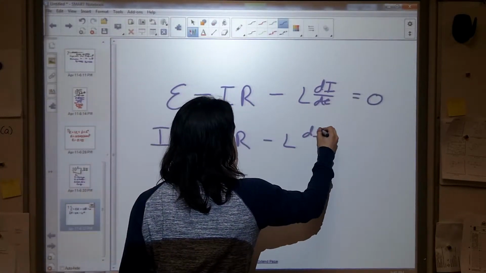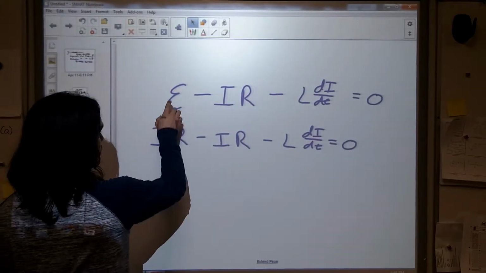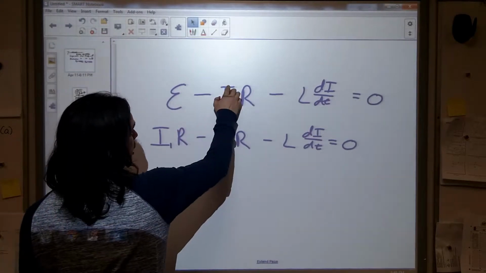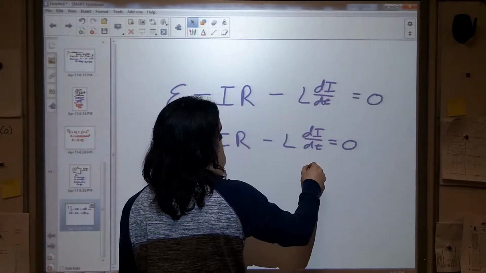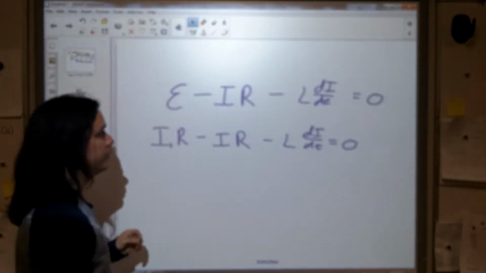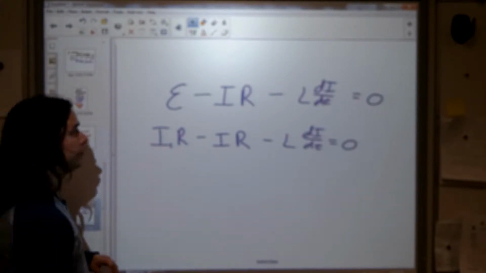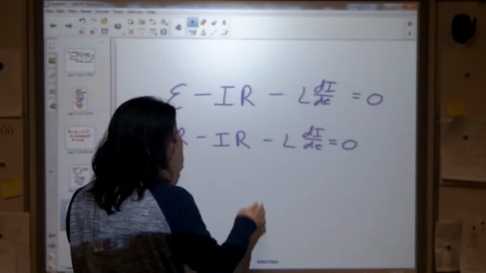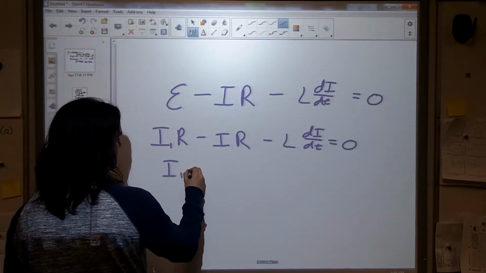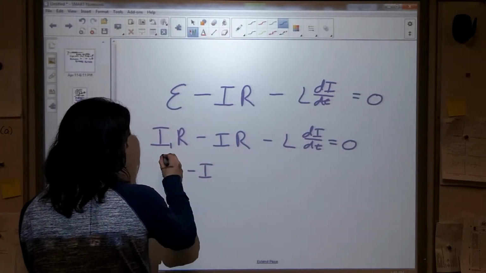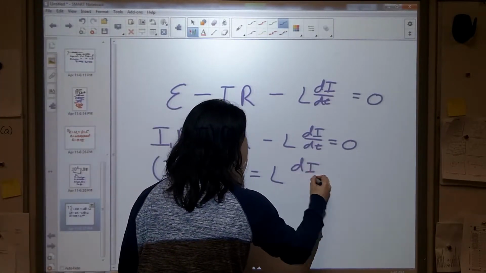Minus L di/dt. When you're asked for a differential equation, this is a constant, this is not a constant, but you're usually looking for current as a function of time. The resistance is a constant, the inductance is a constant. This is what you're looking for if you're asked simply for a differential equation that can be used to solve for current as a function of time. We're actually going to evaluate it here. I'm going to do a little bit of math, but I'm going to have I final, our total current, minus whatever the current is at some given time, times R, equals L di/dt.